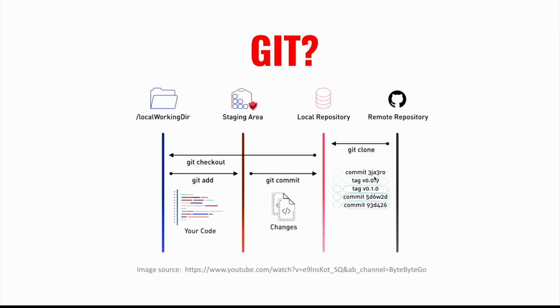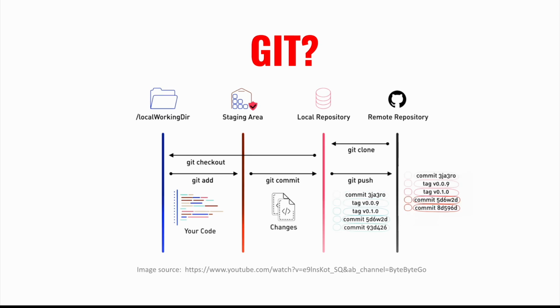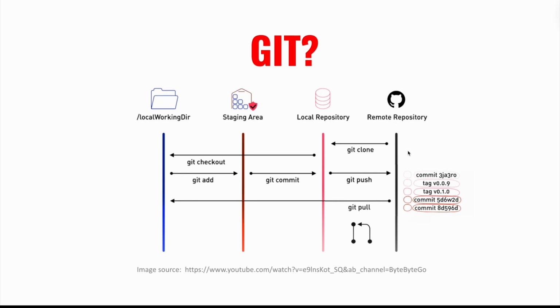Once you are happy with that, you can just do a git push. It pushes to your remote repository. And in case you want to skip all of this and just pull your remote repository directly to your local directory, you can also do a git pull. This kind of structure is there in Git.